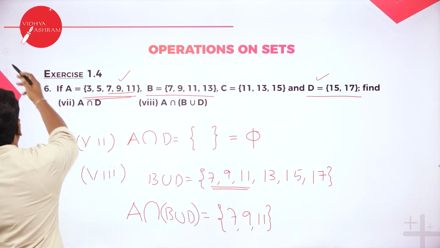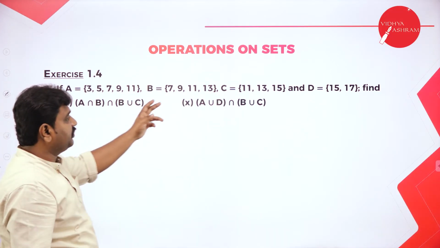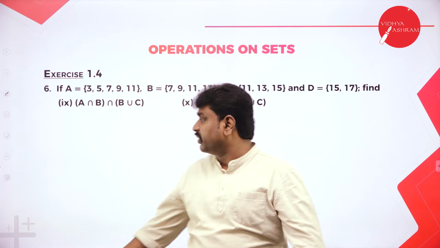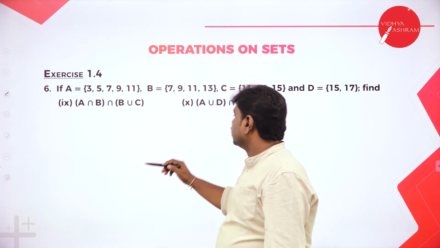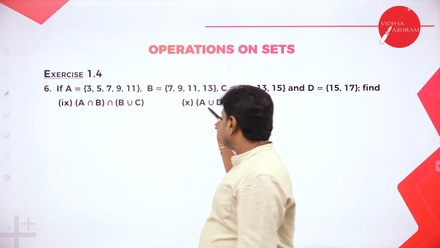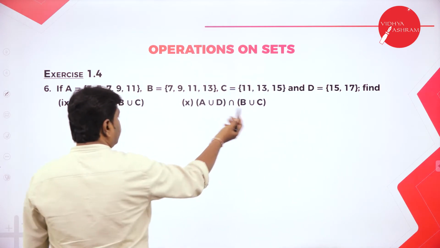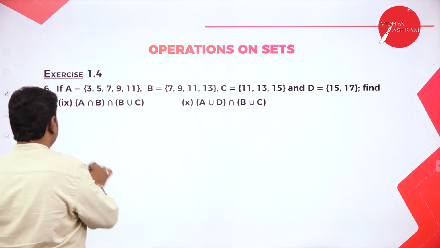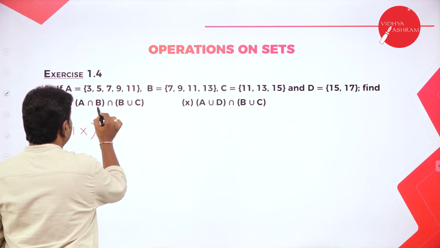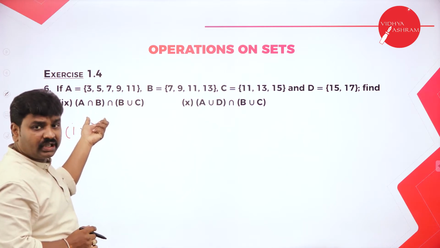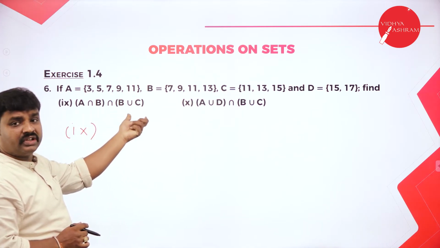Then A, B, C, D they gave. They want you to find A intersection B union C, and the 10th one, they want A union D intersection this. So first we'll solve the 9th problem. And see, they want A intersection B union C.